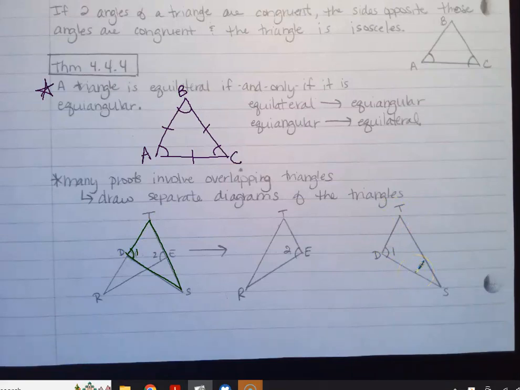Are they perfect? No, it doesn't matter. I've separated them out so I can see them. I've put the markings in there that show angle E is congruent to angle D. That's what matters, and we can go from there. Maybe we wanted to prove that triangle TER is congruent to triangle what? How would you name that one?